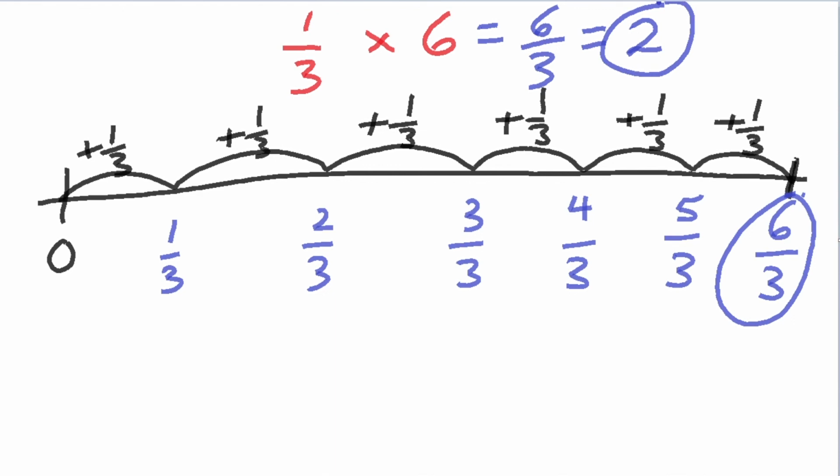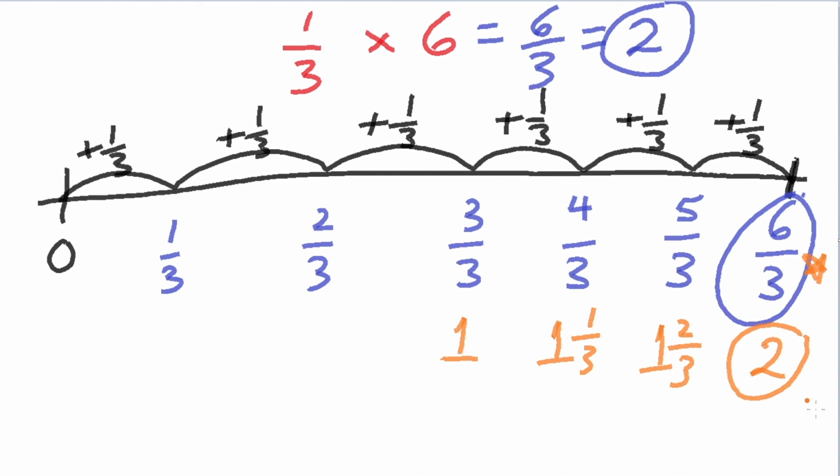Well, can we verify that using our number line? We sure can. Well, let's go back and look. We have 1/3, 2/3, 3/3, which is a whole. Then 4/3 must be a whole and a third. Then 5/3 is a whole and 2/3. Add 1/3 to that, 6/3 is going to be 2. So both of these answers are acceptable. 6/3 is the same as 2.